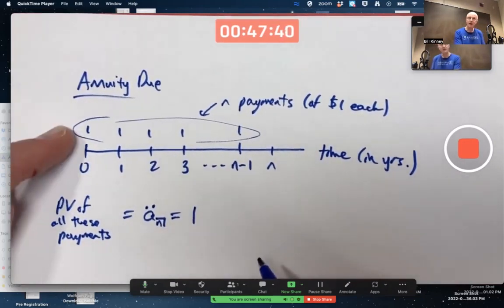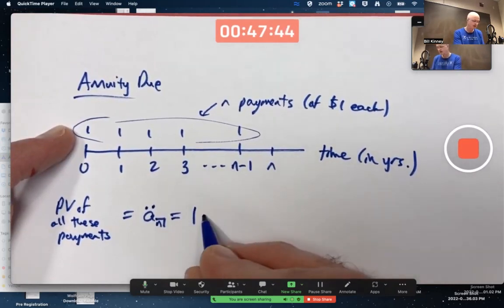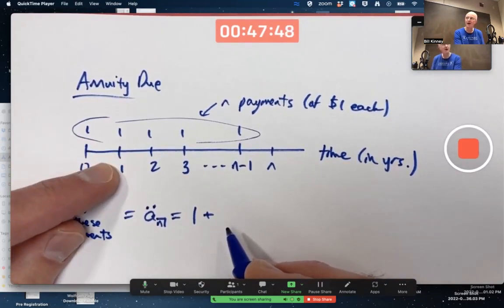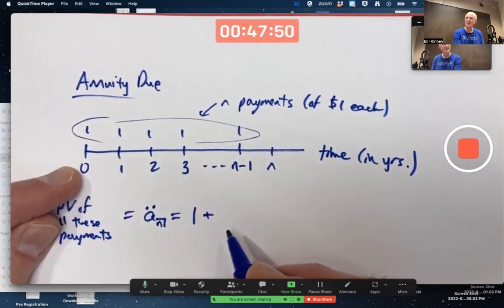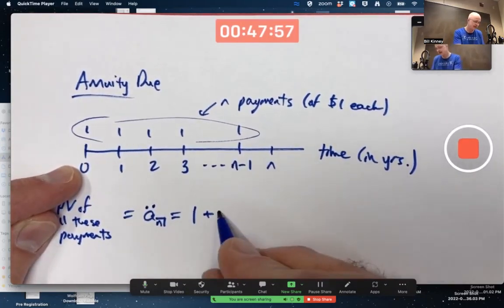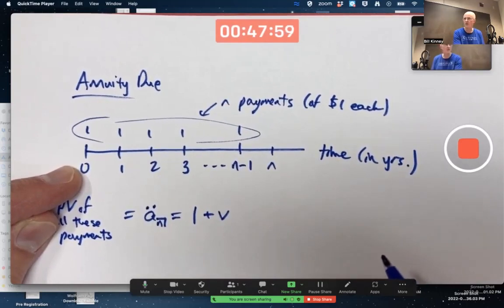The present value of the first payment at time 0 is just itself. It's 1. The present value of the second payment at time 1, what is it? Well, it's $1 at time 1. So its present value 1 year before that right now would be v to the first. Yeah, just v. Or 1 over 1 plus i if you prefer. 1 plus i to the negative 1 power.